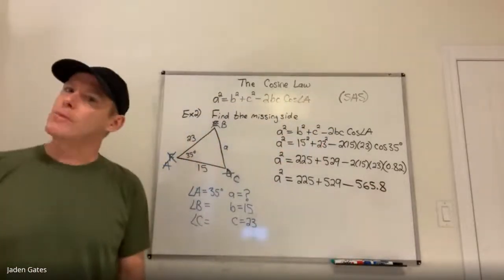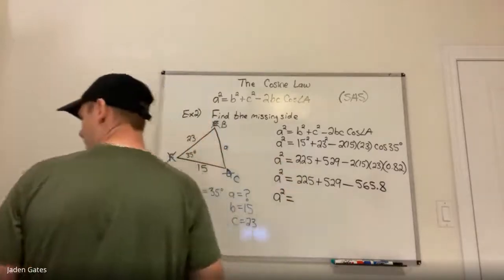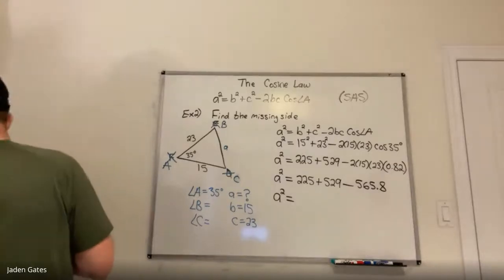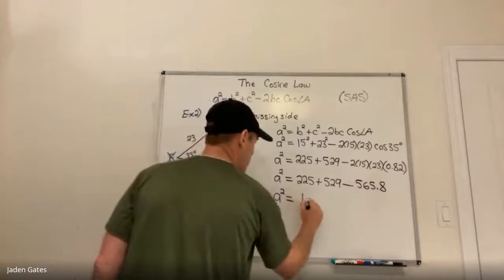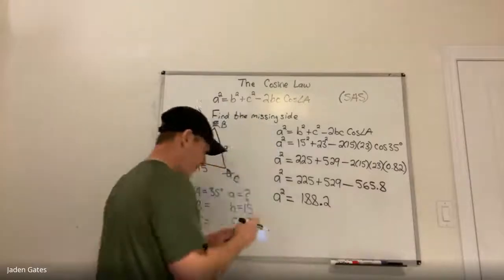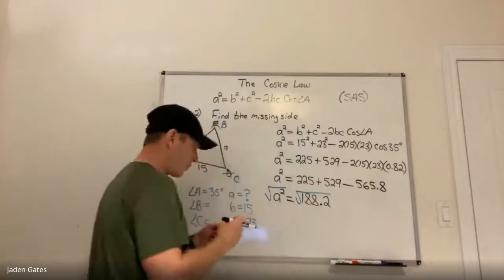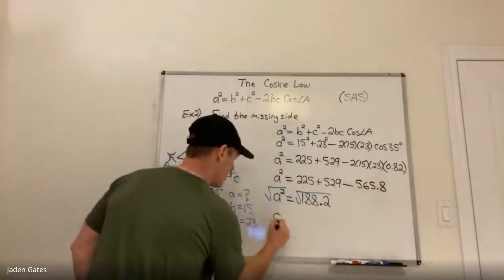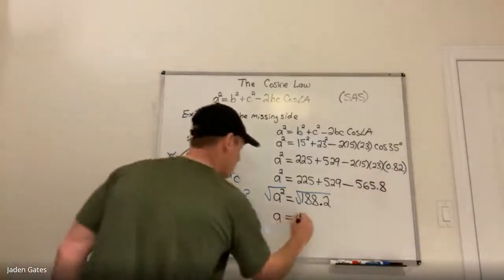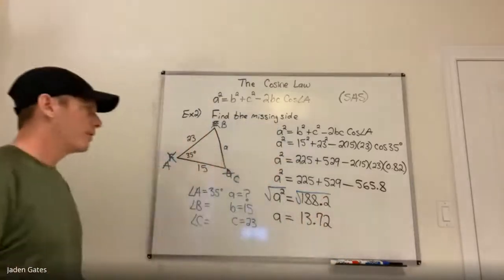Now, following BEDMAS, I can do my adding and subtracting. All right, so I get A squared. Let's see here, put those numbers together. So I got 225 plus 529 minus 565.8. I get 188.2. All right, and then again, our last step. Take the square root of both sides. And let's see here, it's going to be 14 something, 15 something. We got 13, close. 0.72. And there we go.